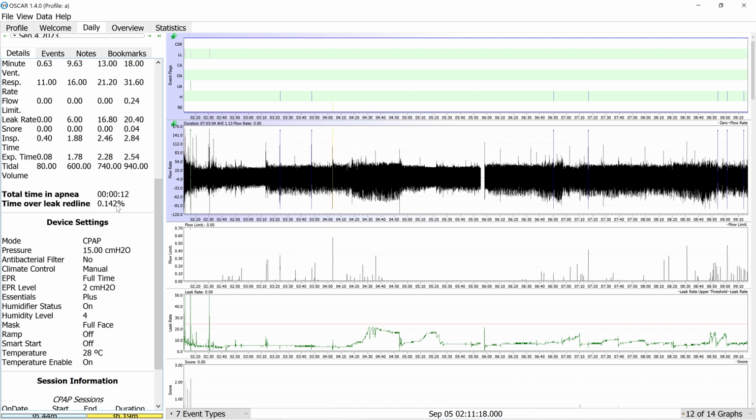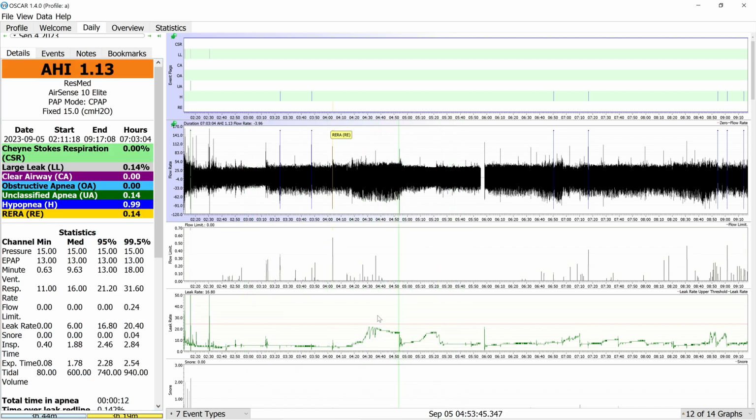Time over leak red line. Each machine is gonna have a different threshold for what's acceptable leak rate. For the ResMed that I have, it's 24 liters per minute, which you can see as this red line. So this time over leak red line is asking, of all the time in the night, what percentage of that time was the leak above this unacceptable 24 liters per minute.